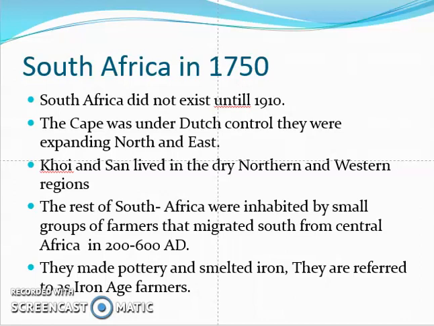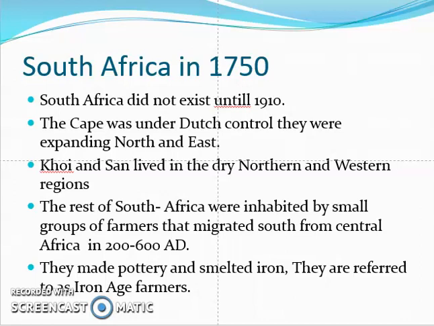So, in the Cape, we had the Dutch. They controlled the Cape, and they were starting to expand north into what is today the Northern Cape, and to the east, from what today is the Western Cape into the Eastern Cape. The Khoi and the San were there and thereabouts. They lived up in the dry northern and western regions of South Africa, today the Kalahari. The rest of South Africa was inhabited by small groups of farmers that migrated south from Central Africa between about 200 to 600 AD.